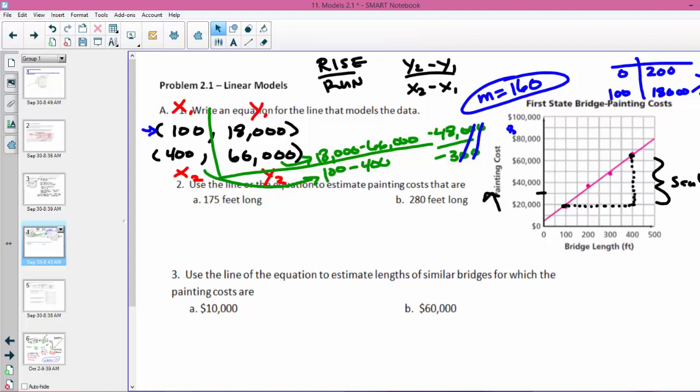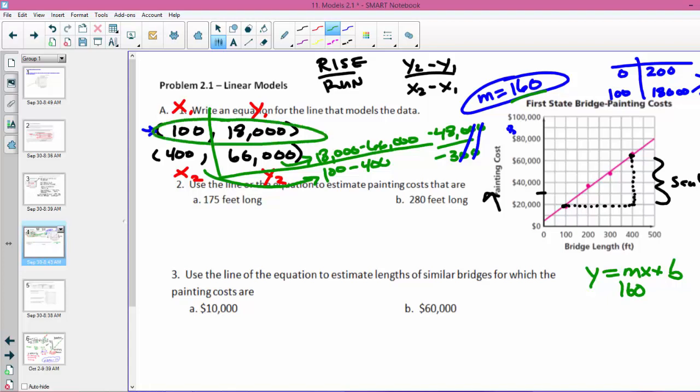If that is really tough for you, you could do, I'm going to come down here, y equals mx plus b. So your slope is 160. I'm going to put that in for m. And then you pick your favorite point. I'm going to pick this one just because the numbers are smaller. This is what you're going to put in for x, and this is what you're going to put in for y. So 18,000 goes in for y, and 100 goes in for x. And then you're going to solve for b. So 18,000 equals 16,000 plus b, which means b equals 2,000.